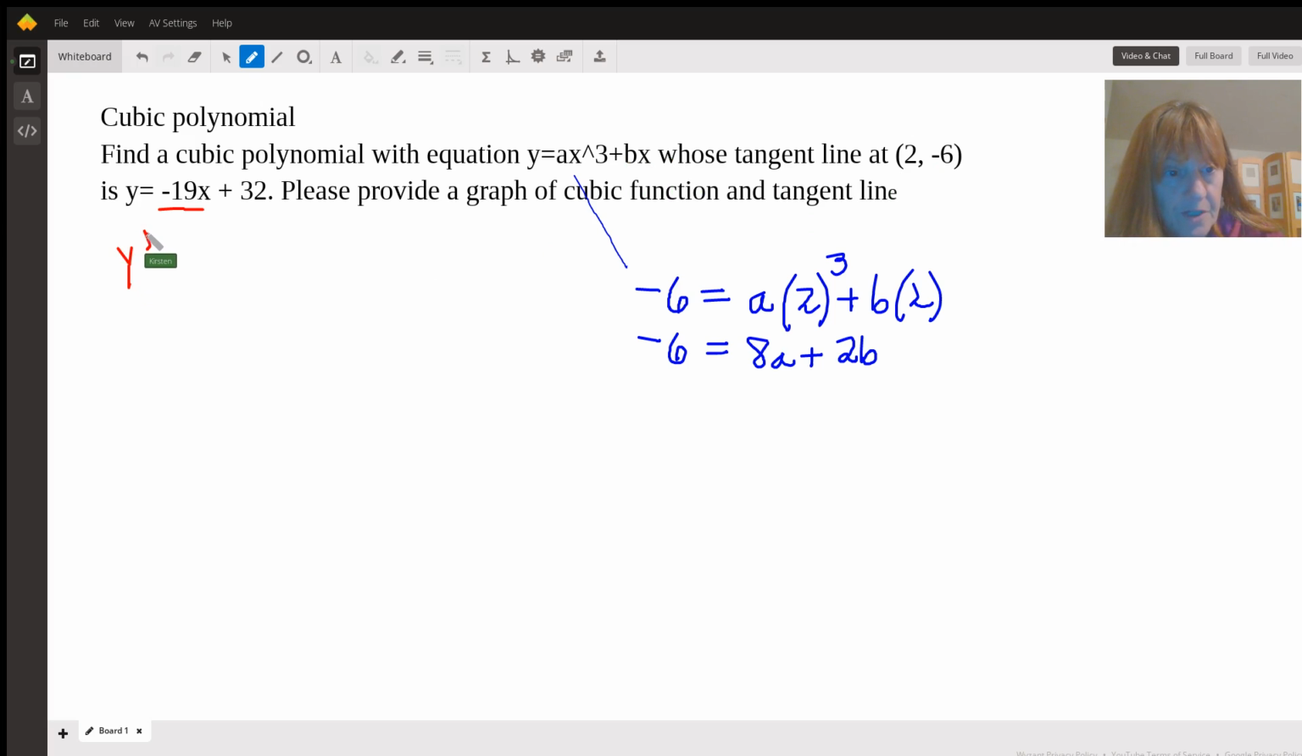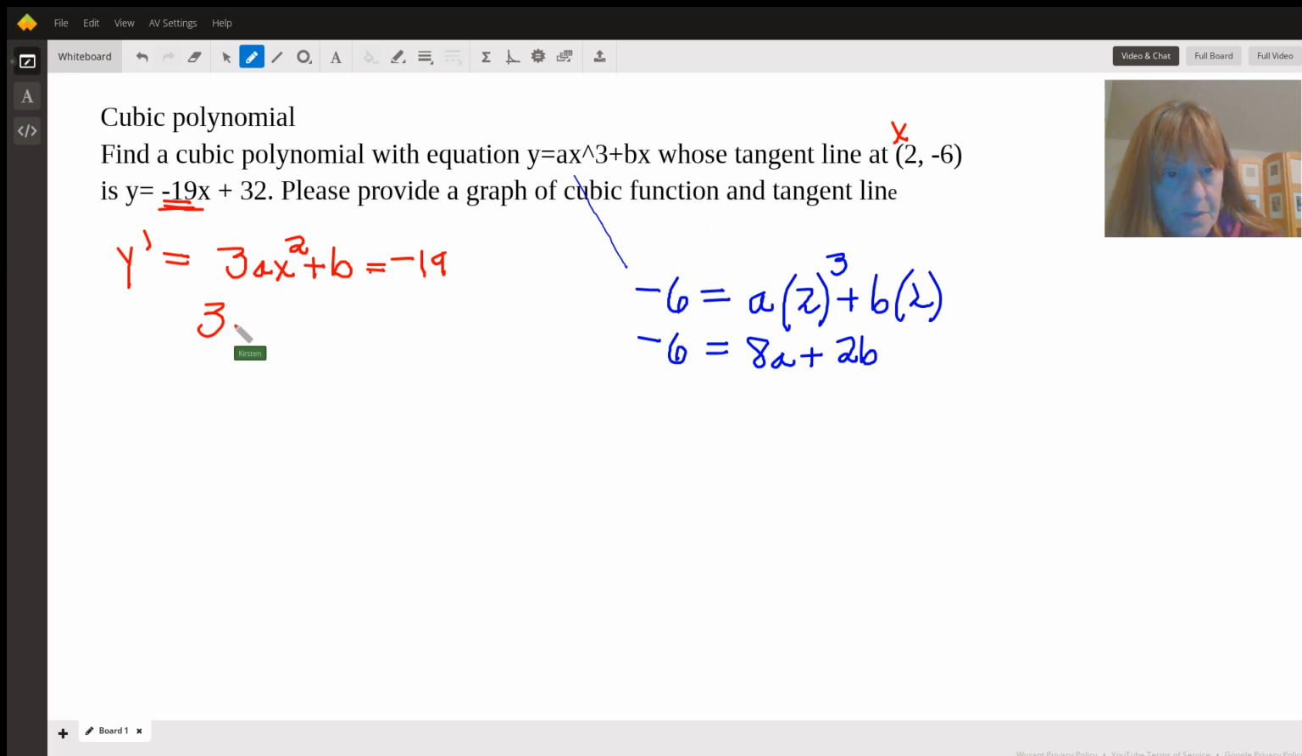We're going to differentiate the equation that describes the curve. We're going to use the power rule, so the exponent is going to become a coefficient, and we're going to decrease the exponent by 1, and the derivative of bx is simply b. Now, what this tells us, since that's the slope of the tangent line, is that that expression has to equal -19 at our given point, which is when x is equal to 2.